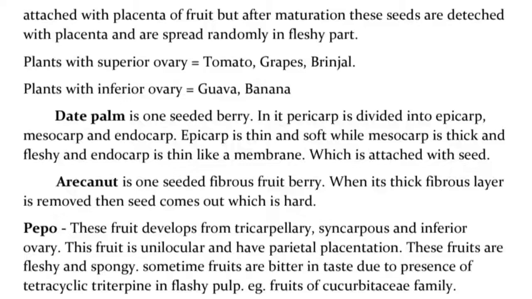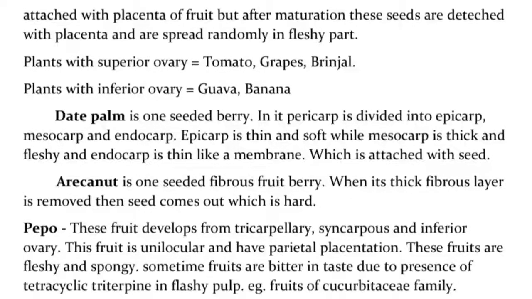Date palm is a one-seeded berry. In it, the pericarp is divided into epicarp, mesocarp and endocarp. Epicarp is thin and soft, while mesocarp is thick and fleshy, and endocarp is thin like a membrane, which is attached to the seed. Arecanut is a one-seeded fibrous berry. When its thick fibrous layer is removed, the seed comes out, which is hard.